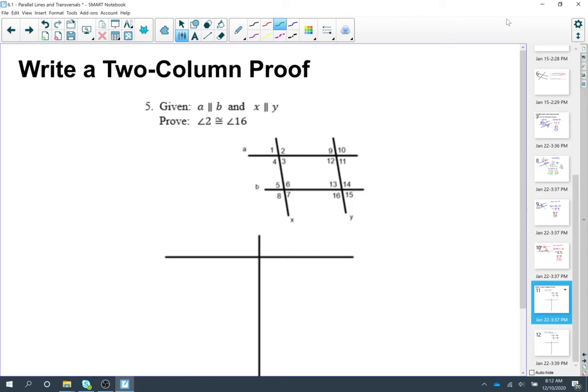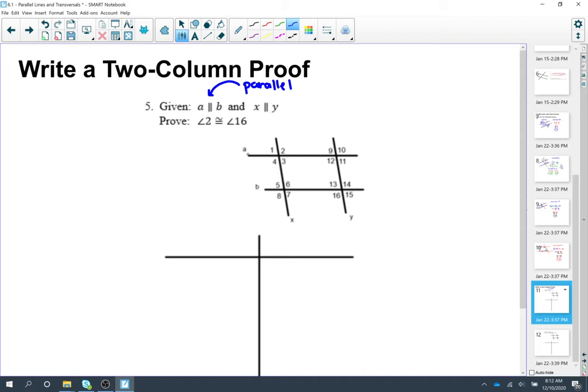Write a 2-column proof. Example 5, given that A is parallel to B. Now, if we haven't gone over this yet, or if you don't remember, do you see this little symbol right there? That little symbol means parallel. So if you see those two vertical lines right next to each other, I'm telling you something is parallel. So then, and X is parallel to Y.